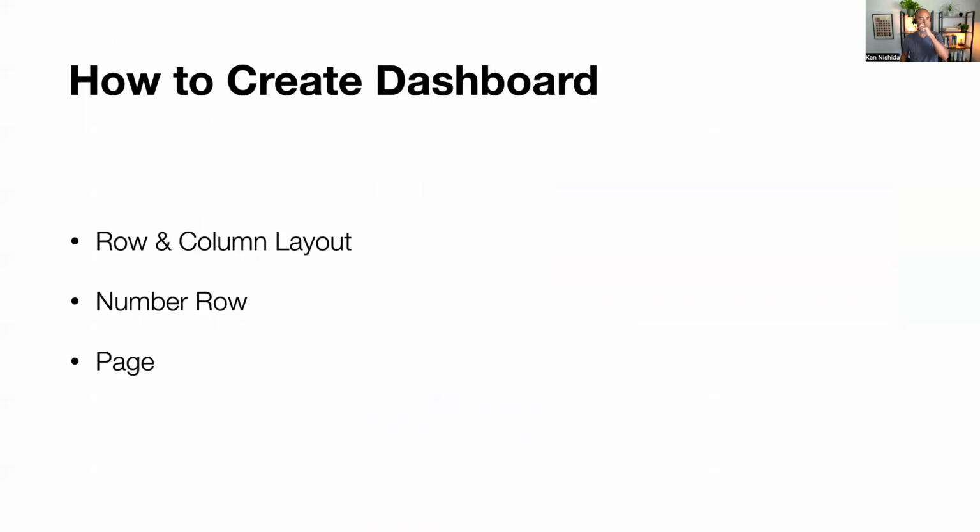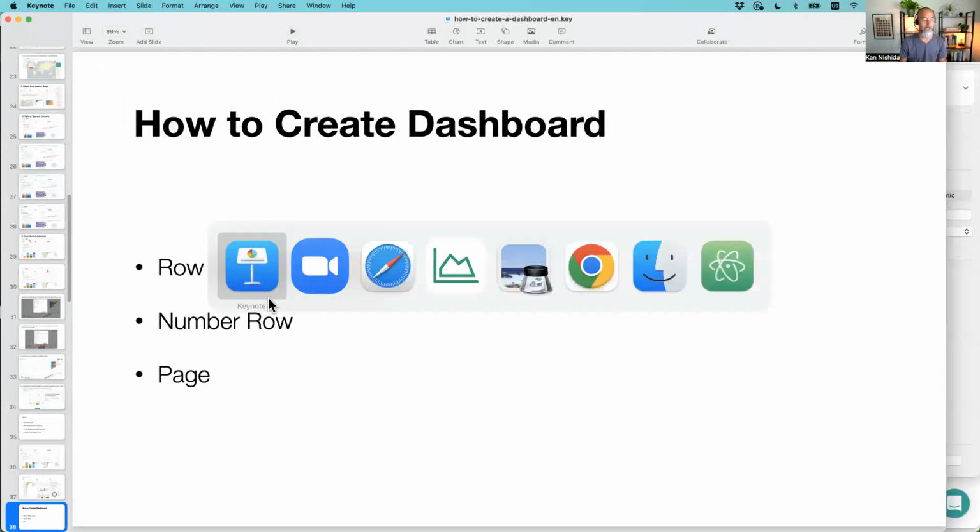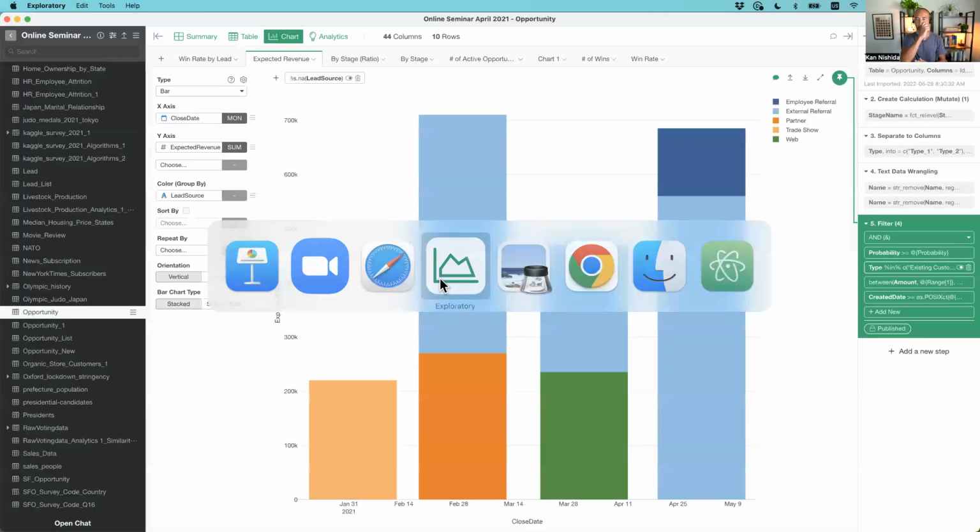The main things I'd like to touch upon are these three: row and column layout. These are the key things when you design a dashboard layout with Exploratory. And then also the number row, which is a new concept introduced with version 6.10, and also the page. Okay, so let's get started with Exploratory dashboard.